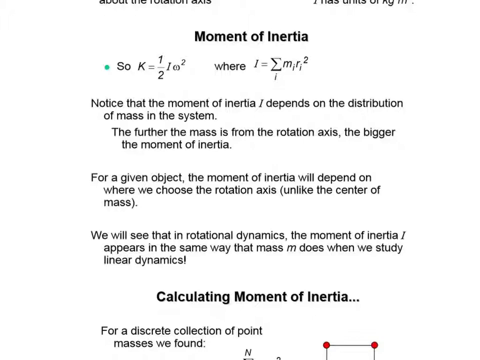Notice that the moment of inertia I depends on the distribution of the mass, not just how much mass you have. The further the mass is from the rotational axis, the bigger the moment of inertia. For a given object, the moment of inertia will depend on where we choose the rotation axis, unlike the center of mass. We will see that in rotational dynamics, the moment of inertia, I, appears in the same way that mass does when we study linear dynamics. It's completely analogous.